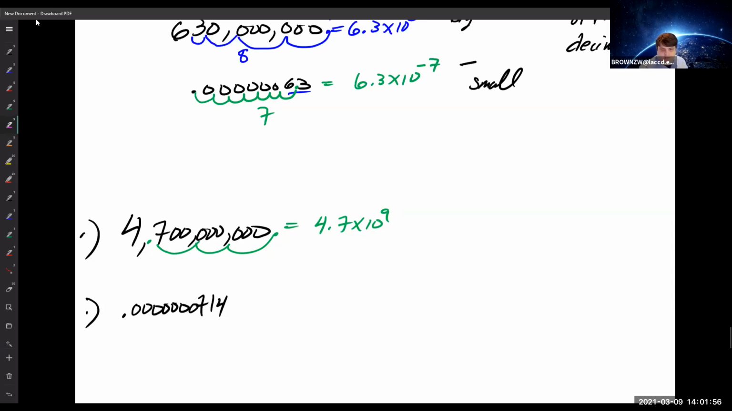This example, if we count it out, here's where we want the decimal place to be, one number in front. So we just count it out, 1, 2, 3, 4, 5, 6, 7, 8. So this will be 7.14 times 10 to the 8th power.